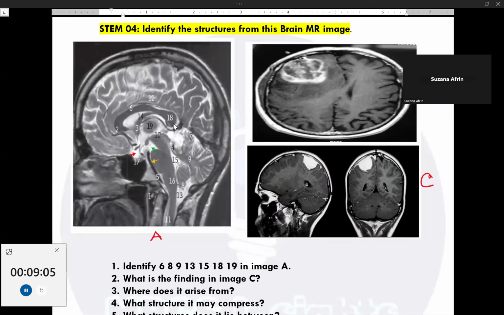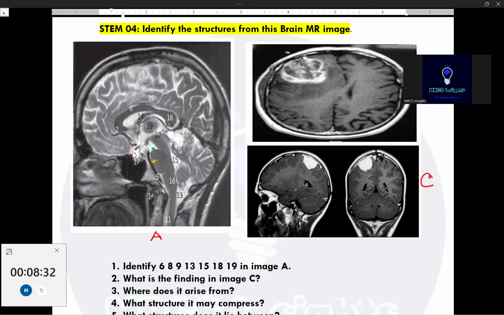Number 18 is the genu of the corpus callosum. No, sorry, the splenium. Yes, the splenium, the thickest part of the corpus callosum. Now tell me what is number 19, this structure? This is basically the thalamus, which is the lateral wall of the third ventricle.